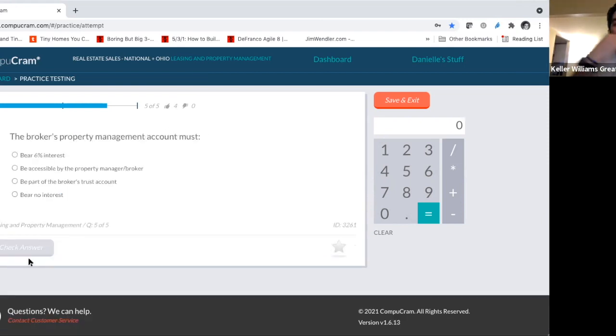All right, last question. The broker's property management account must A, bear 6% interest, B, be accessible to the property manager and broker, C, be a part of the broker's trust account, or D, bear no interest.